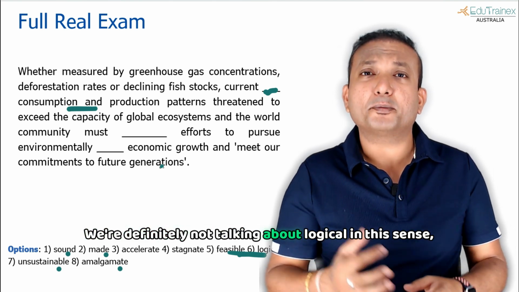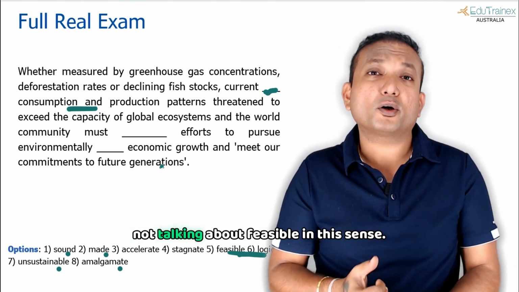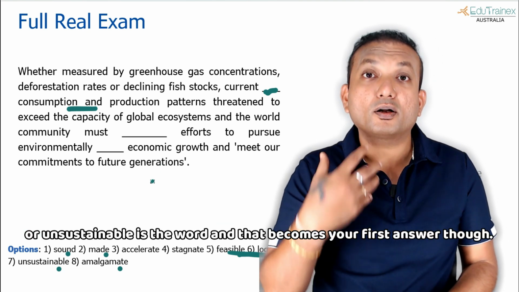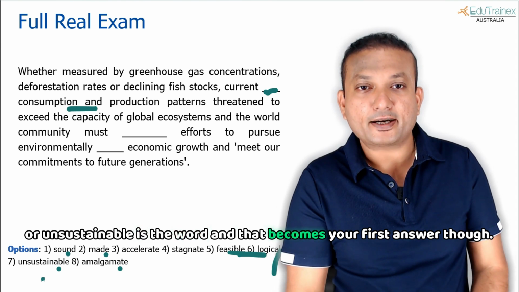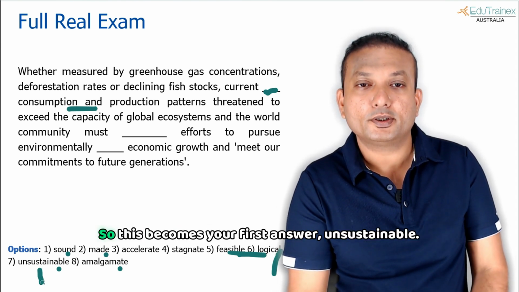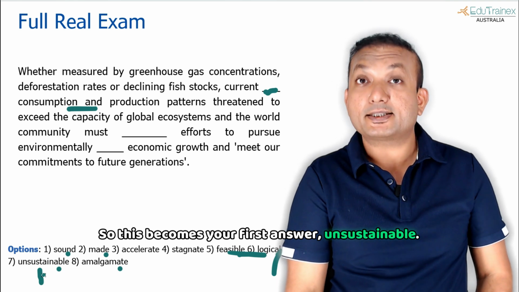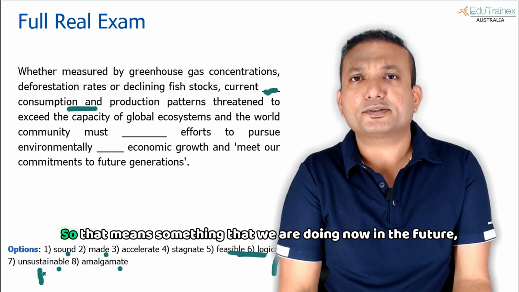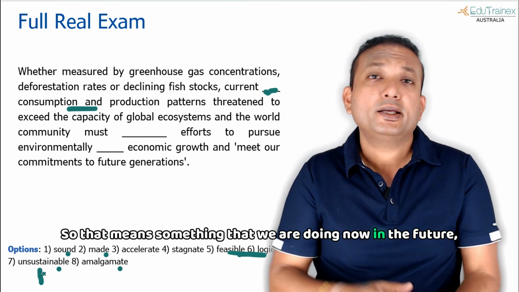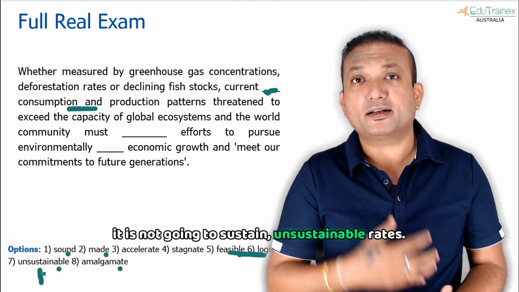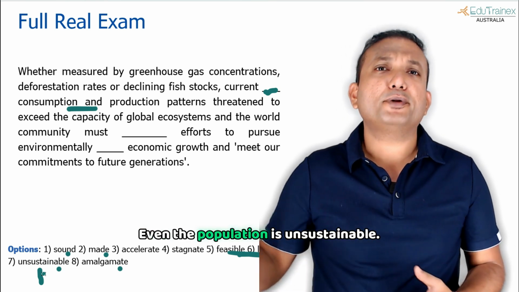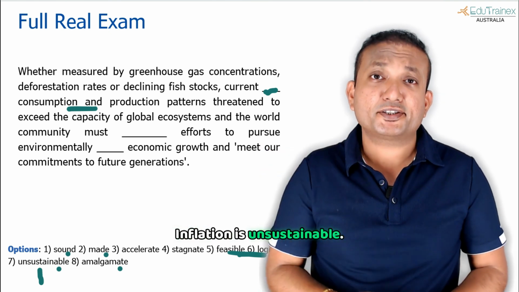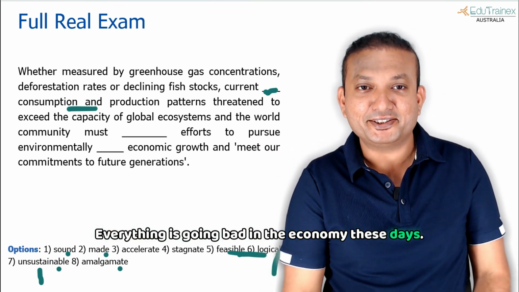We're definitely not talking about logical in this sense, not talking about feasible in this sense. We are talking about sustaining, or unsustainable is the word, and that becomes your first answer. So this becomes your first answer, unsustainable. And if you put it there, current unsustainable consumption and production patterns. So that means something that we are doing now, in the future it is not going to sustain. Unsustainable rates. Even the population is unsustainable. The pollution is unsustainable. Inflation is unsustainable. Everything is going bad in the economy these days.